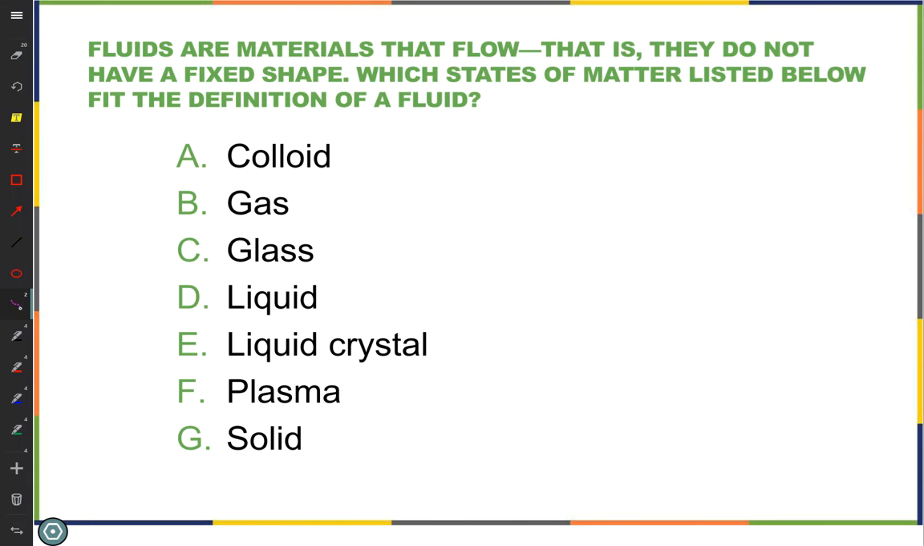Okay, so our first clicker question. Fluids are materials that flow. That is, they do not have a fixed shape. Which states of matter listed below fit the definition? So put in all of the ones that are correct and hit enter. Obviously, there's more than one correct answer here. And I am going to have a large number of people answer because the first card will explain what their answer was on colloid and we'll work our way through that way.